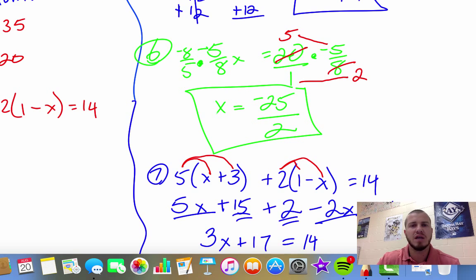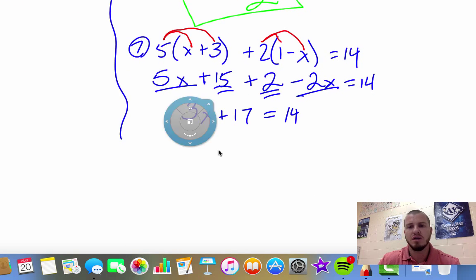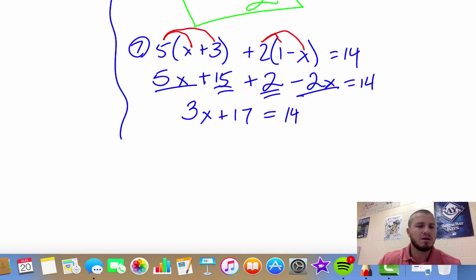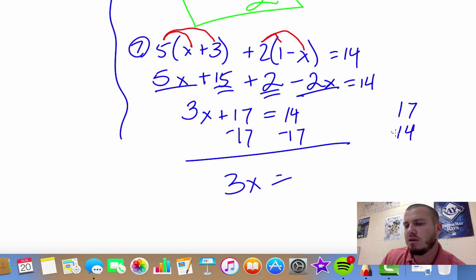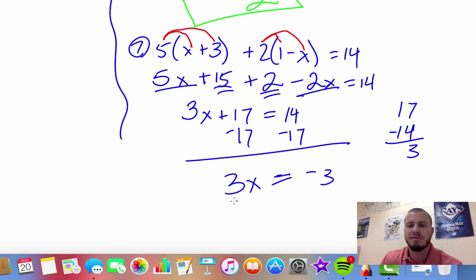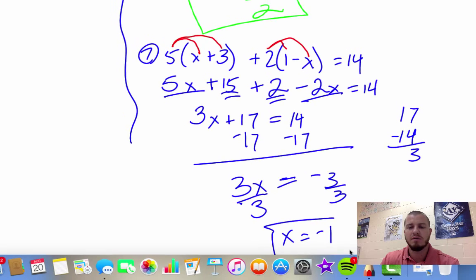Now I can solve it just like any other equation, and I'm going to subtract 17 from both sides. So that's 3x is equal to, and basically I'm subtracting 17 and 14. They're different signs. One's positive, one's negative. The difference is 3, and it's going to stay negative because the larger number was negative. And now I need to, 3 times x, so I'm dividing by 3, and x is equal to negative 1.